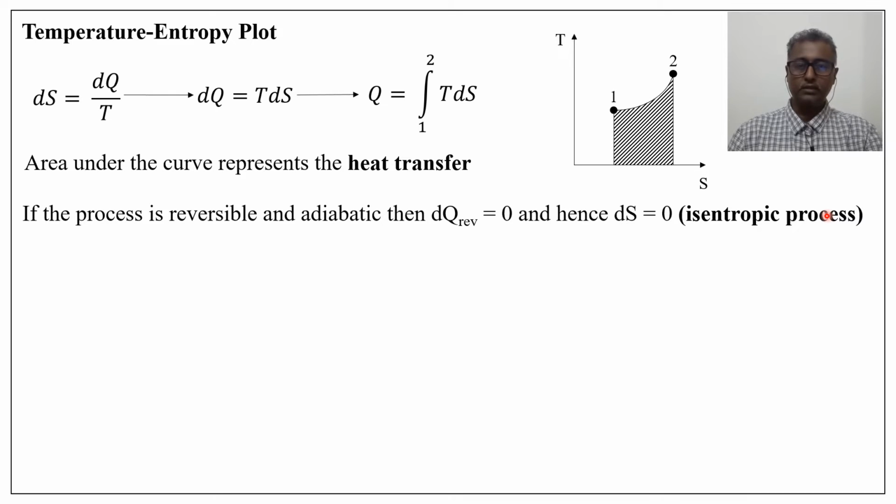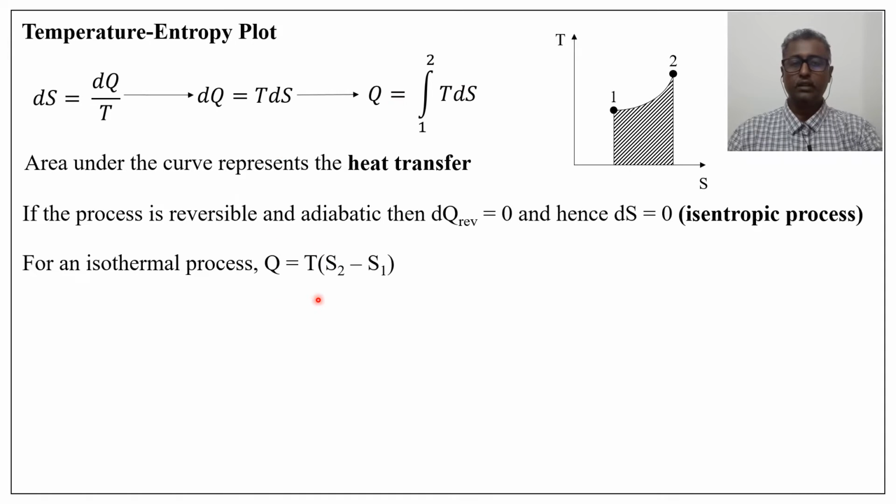What is the entropy change when the temperature is constant? We can take the temperature out of this integration. What is left is integral dS, which is, for an isothermal process, the entropy change equal to T multiplied by S2 minus S1. So for a reversible adiabatic process, entropy change is 0. For an isothermal process, entropy change is T multiplied by S2 minus S1.